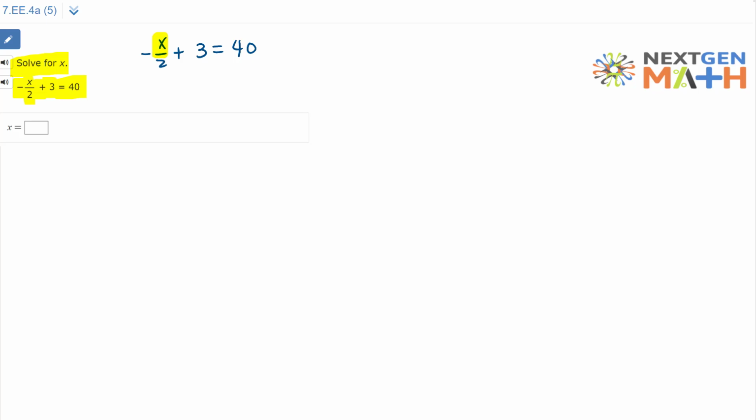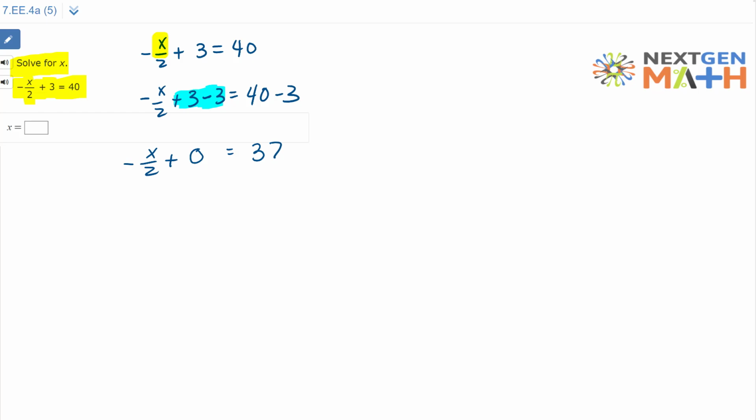Well, to do that, instead of adding 3 to each side, we're going to subtract 3 from each side. We're just going to do the opposite. Why we did that is this plus 3 minus 3 is now equal to 0. 40 minus 3 is 37. And we're left with negative x over 2 plus 0 equals 37.